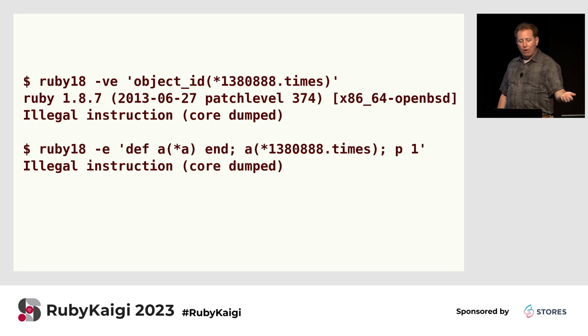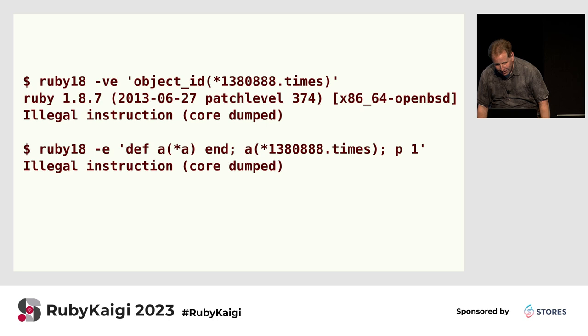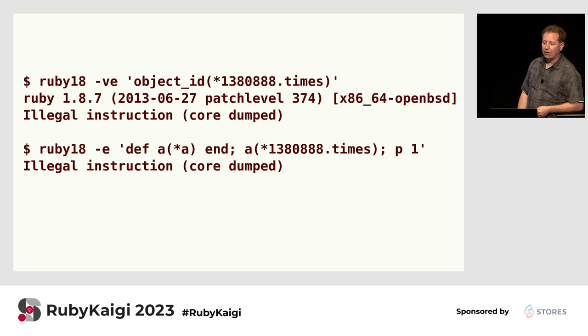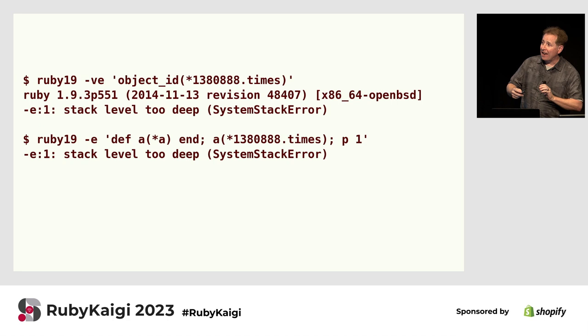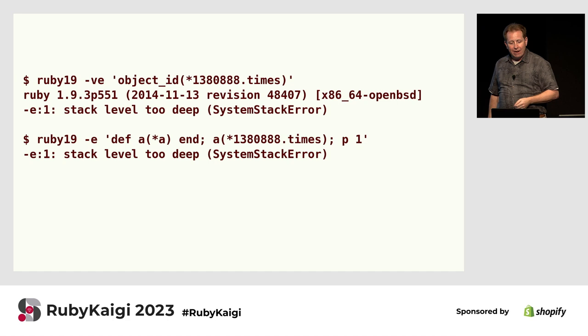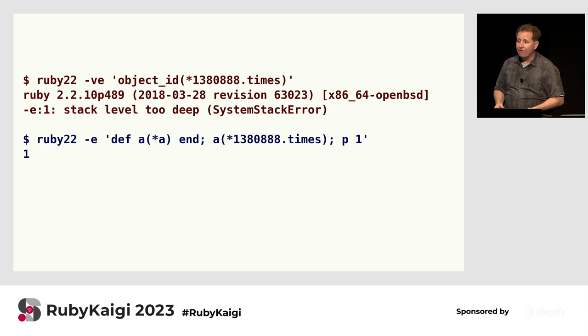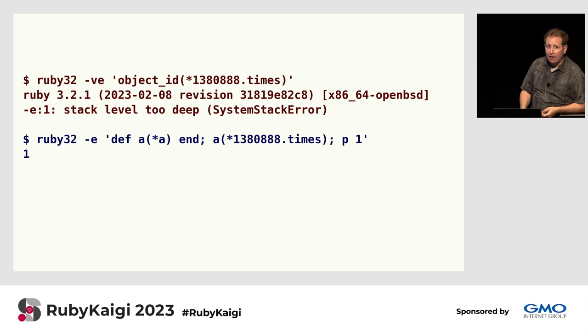So Ruby's behavior when passing a very large array splat to a method has changed over time. Back in Ruby 1.8, passing too many arguments to a method would result in the Ruby interpreter crashing and dumping core, both for methods defined in C and for methods defined in Ruby. In Ruby 1.9, this condition was recognized and a system stack error was raised instead of the program crashing. Ruby 2.0 and 2.1 kept the same behavior as Ruby 1.9. Now in Ruby 2.2, Sasada-san fixed this issue for methods defined in Ruby, and that same behavior remains in Ruby 3.2. As you can probably guess, we fixed this issue in Ruby 3.3.